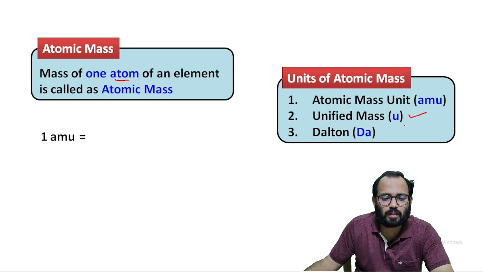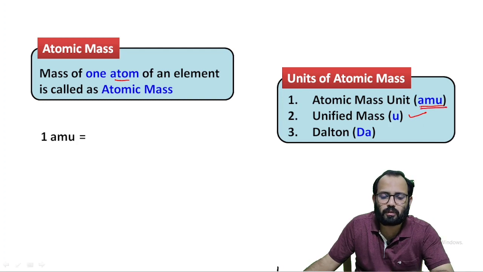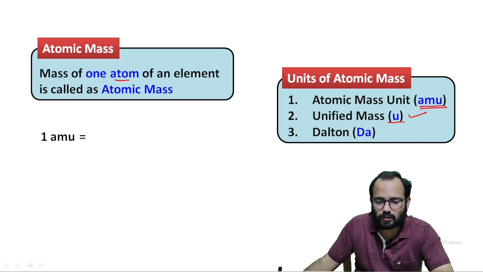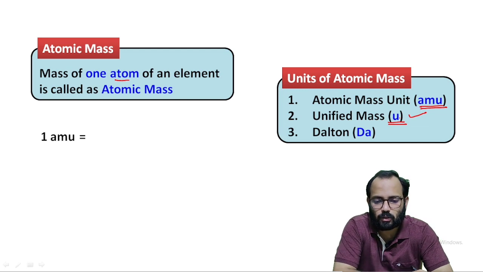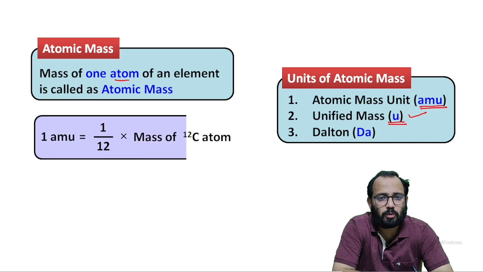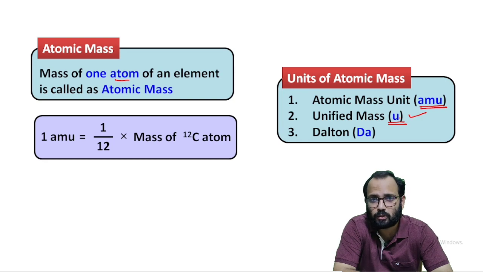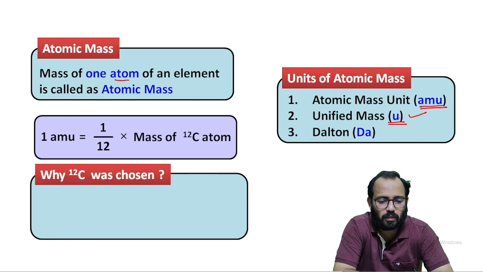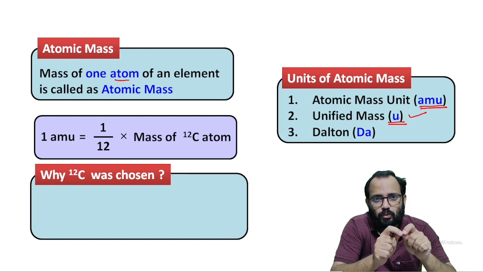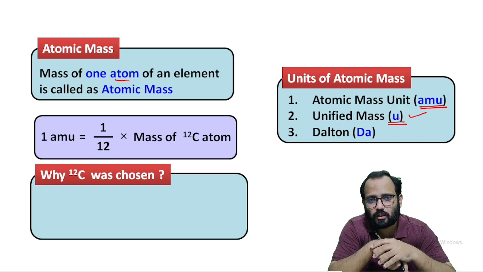Now what is one unified mass or one AMU? One atomic mass unit, which we are now calling unified mass. So we can say AMU or u, it doesn't matter. So one AMU, I have defined it like this: one AMU is equal to 1 by 12 into the mass of a carbon-12 atom. So what is the meaning? 1 AMU is equal to the 1/12th part of the mass of one carbon-12 atom.